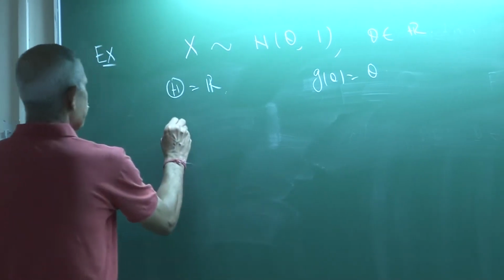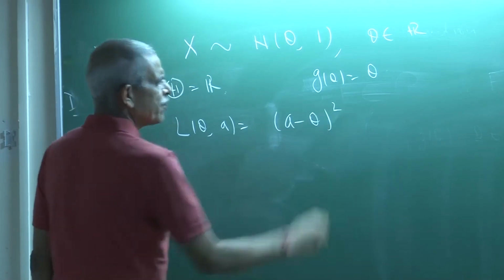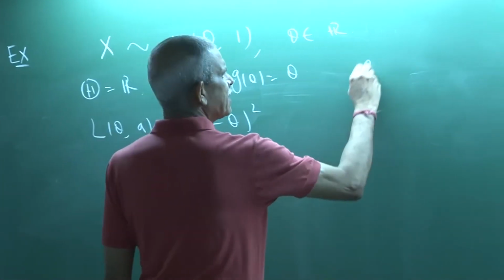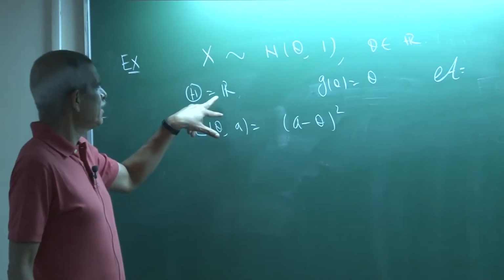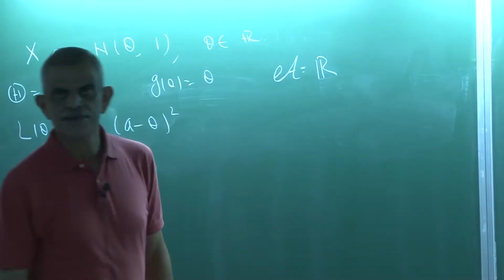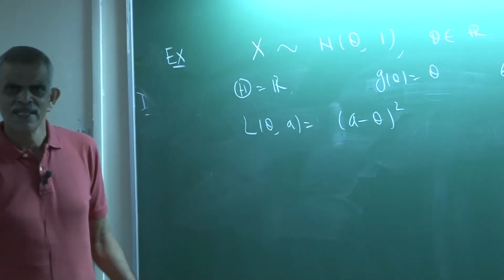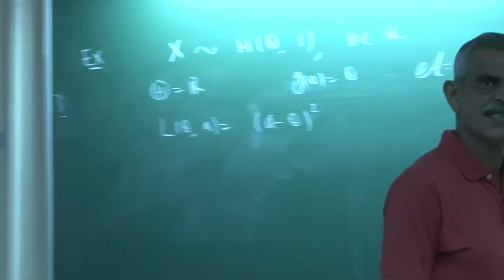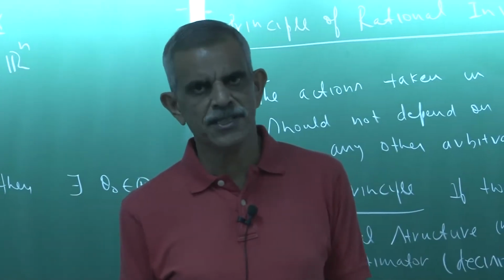And suppose L(theta, a) is the squared error loss function, (a minus theta) whole square. So what is my action space over here? The action space would be the collection of all possible values of g(theta), which is nothing but whole R. So my action space becomes R. I take my loss function to be L(theta, a) equal to (a minus theta) whole square. Now this is a convex loss function in a for every theta. You can differentiate it twice. The double derivative turns out to be 2, which is greater than 0, so it is a convex loss function.